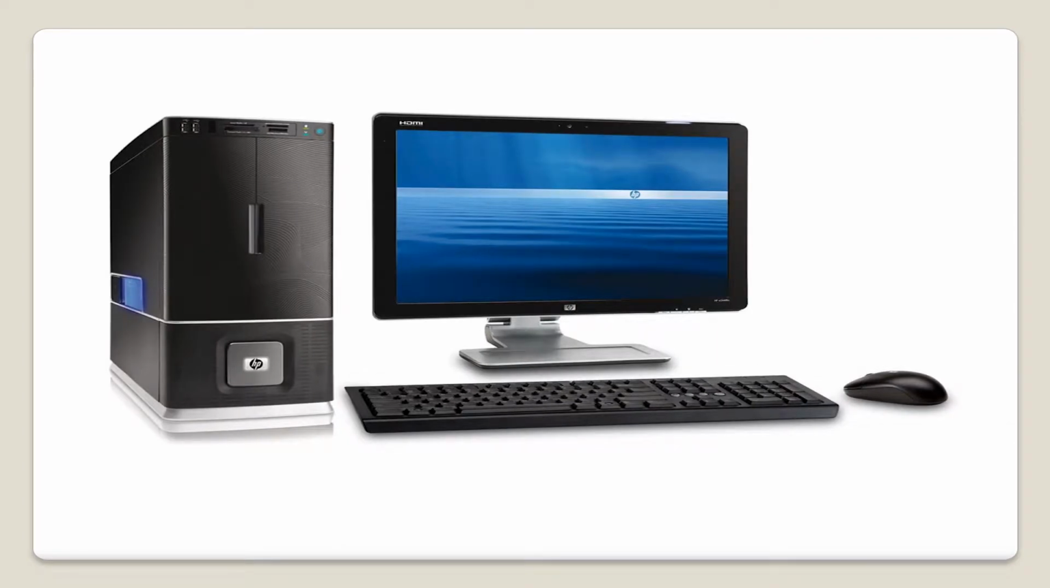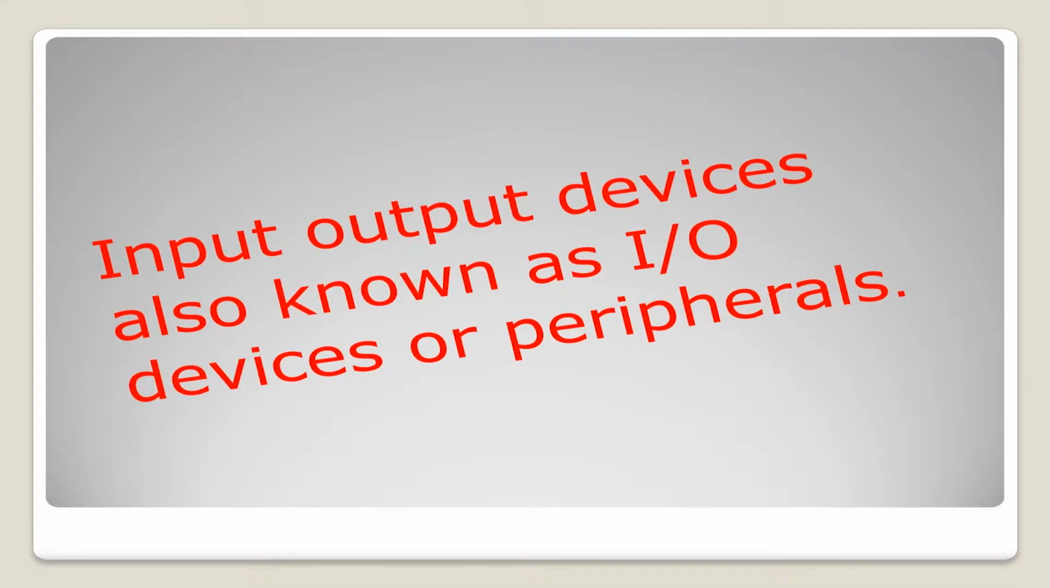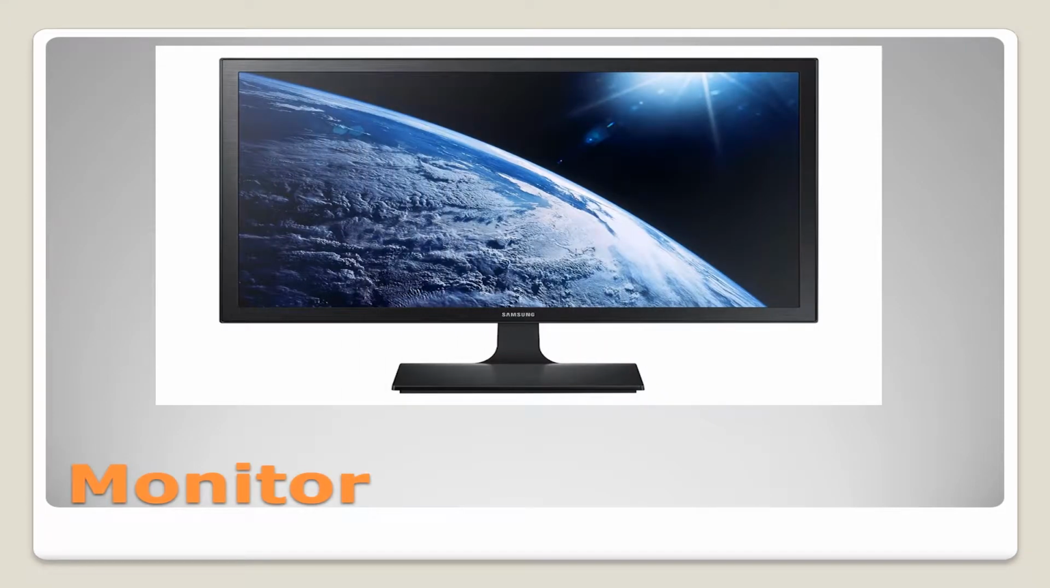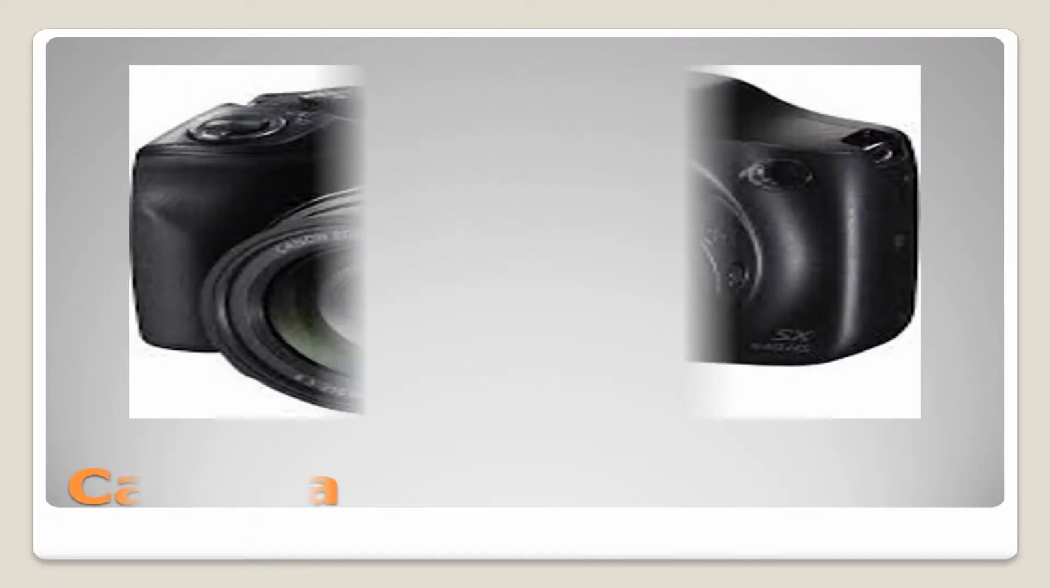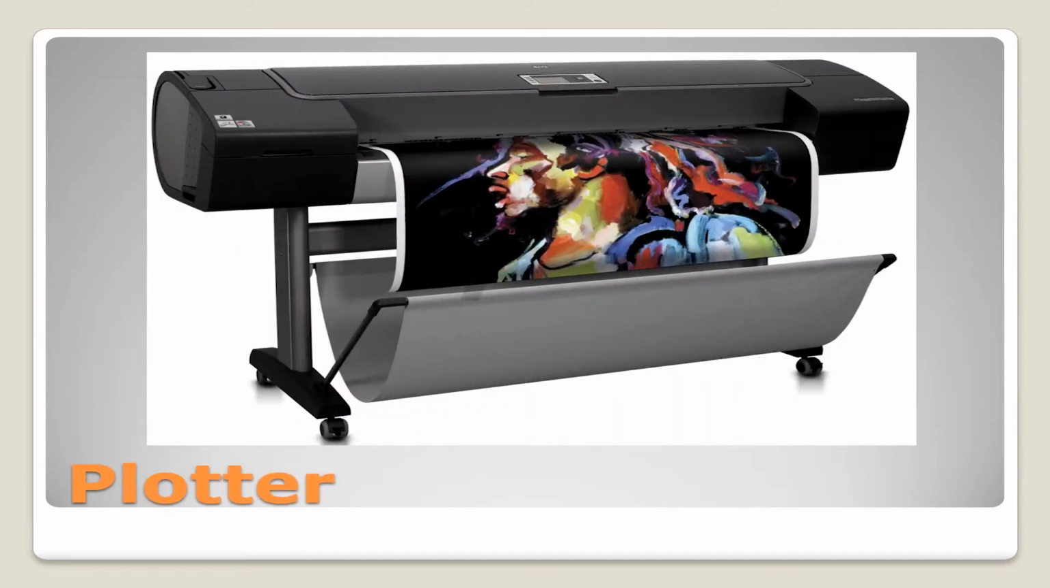In the 1950s, after the invention of the digital computer, better resources and a medium of interaction with human users were required. Then, many researchers and engineers invented these resources as input-output devices, also known as I/O devices or peripherals. Various input-output devices, as shown in the subsequent slides, include monitor, keyboard, mouse, cameras, printers, plotters, and scanners.